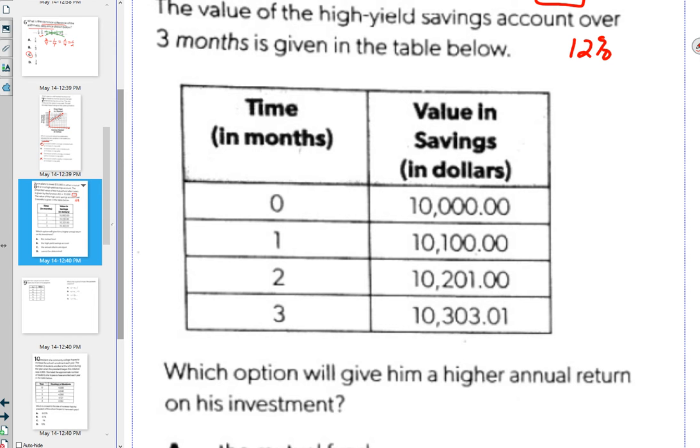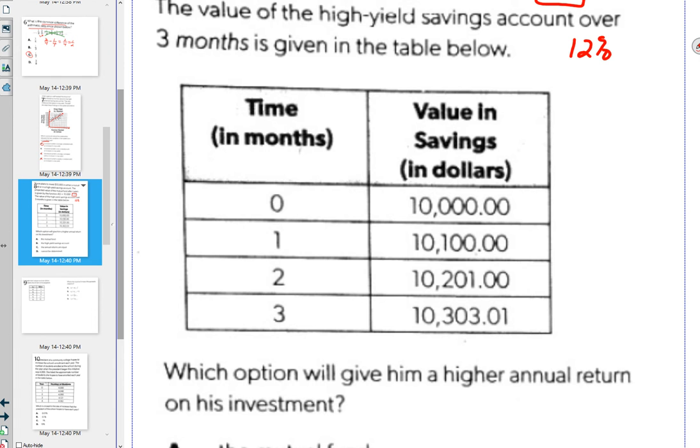Okay. Now what is it? How does it appear to be increasing each month? Is it 1%? Okay. Yeah, it looks to be exponential, but if you're not sure, divide 10,100 divided by 10,000. And it says 1%, and we trust. All right. So how would you do this?